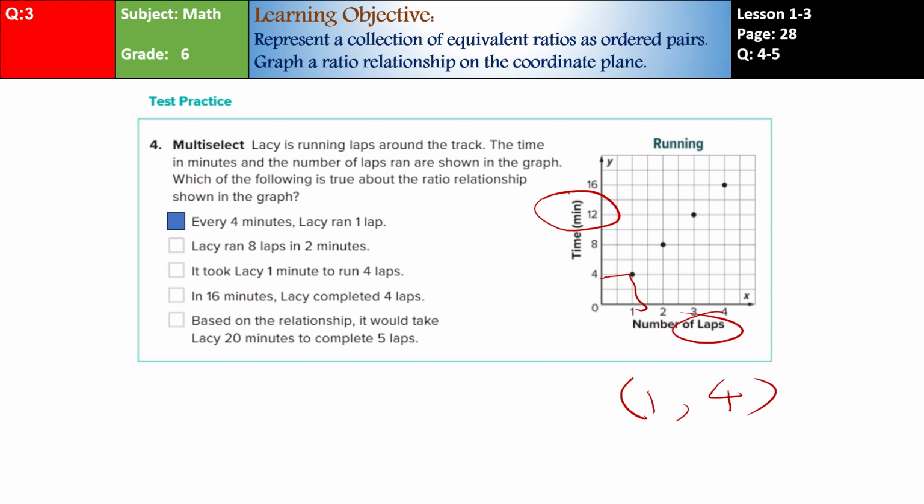8 minutes and 1 lap, no. If it is 8 minutes and 2 laps, then it is correct. It took Leslie 1 minute, no. It took her 4 minutes. In 16 minutes, she can complete 4 laps: 16 and 4. Here it is correct. And based on the relationship, it would take 20 minutes to complete 5 laps. This is also correct.